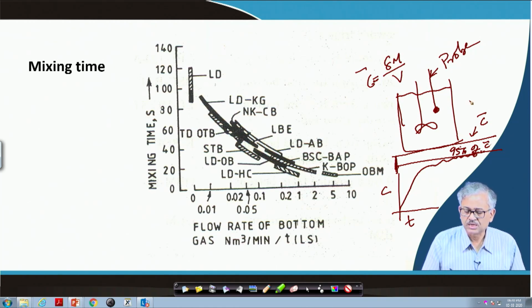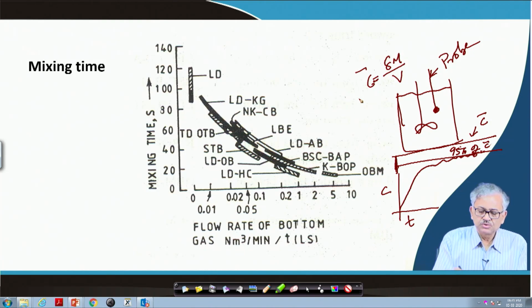And in case of the LD also, if you want to do it, you have to put some kind of tracer and insert some kind of probe. For example, you can take an oxygen probe and see how much time it takes to attain 95% of the average concentration, if you know the amount of oxygen input into the bath. So that way also you can measure it.